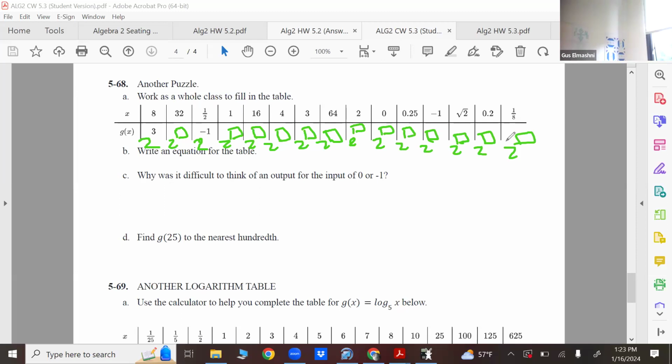Okay, every single time I said 2 raised to some power, right? So what's 2 cubed? 8. What's 2 to the -1? So that's the pattern. So 2 to the box equals 32. 2 to the box equals 1. 2 to the box equals 6. 2 to the box equals 4. And so forth.